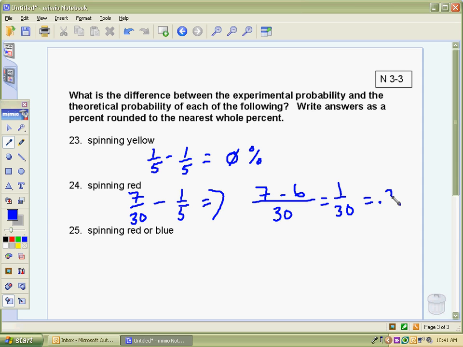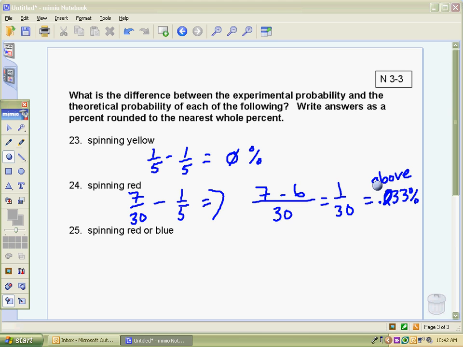0.233%. I'm sorry, 0.033. And since it was positive, then it's 0.033 above. So what that means is that we had more reds during the experiment when James was actually spinning the spinner than what you would expect to happen theoretically.